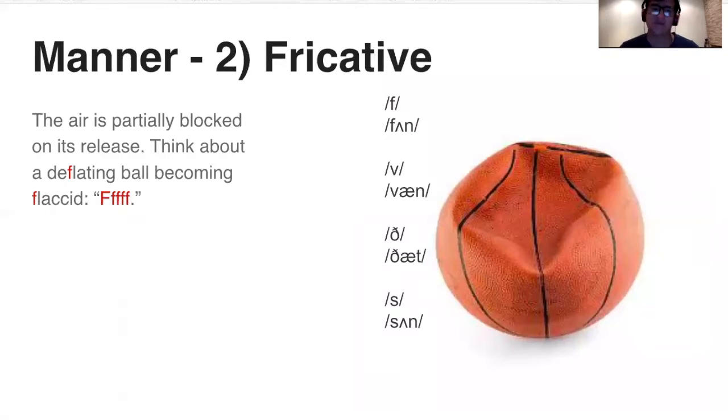The fricative manner is when the air is partially blocked. You can think, for example, about a ball that is deflating. The air, when it's coming out, is partially blocked. Now, different sounds in English of fricative manners are f as in fun, v as in van, th as in that, and s as in sun.